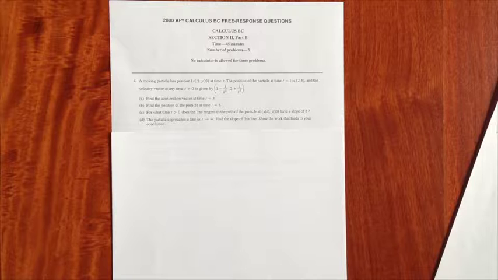It's a non-calculator question. What we're looking at is a two-dimensional vector, which is essentially just a parametric function. The question is, a moving particle has position x of t, comma, y of t at time t. The position of the particle at time t equals 1 is (2, 6), and the velocity vector at any time t greater than 0 is given by (1 minus 1 over t squared, comma, 2 plus 1 over t squared).